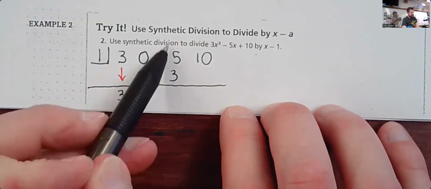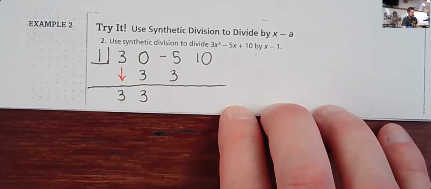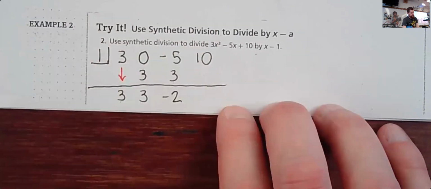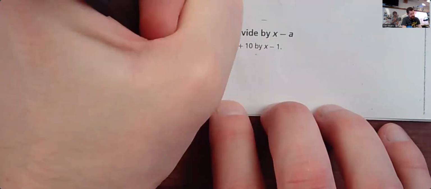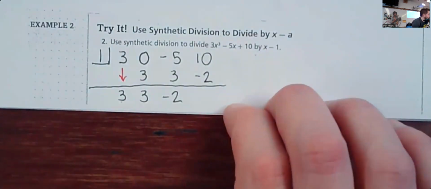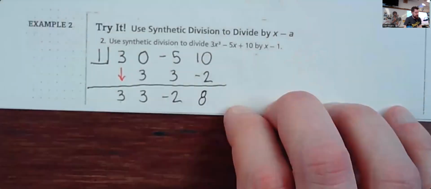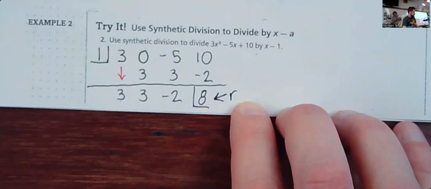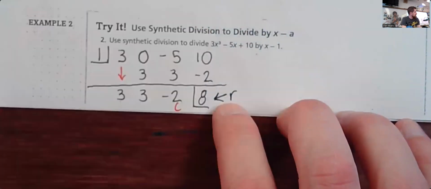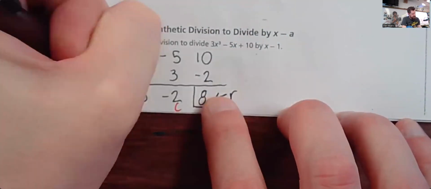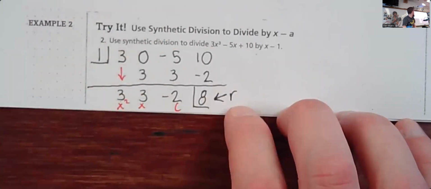Add these two numbers together, what do you get? -2. Multiply those two numbers together, you get -2. 10 plus -2 is what? 8. 8 is our remainder, which means that -2 is our constant, the regular number with no variable. 3 goes with x, 3 goes with x squared.